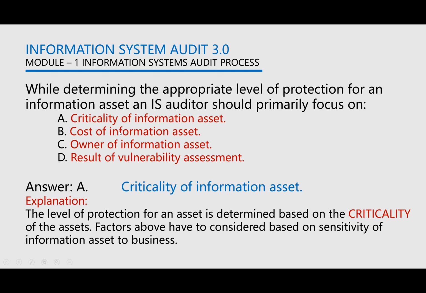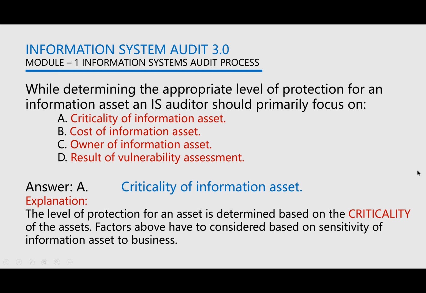What we have done is we have identified the information assets, then we have listed them. Then we have to find out vulnerabilities and threats. Then we have talked about the likelihood and the impact. When I say likelihood and impact, this decides the criticality. If it is very, very critical, then I should design the control accordingly. So the level of protection for an asset is determined based on the criticality of the assets. All the rest of the factors are basically considered.